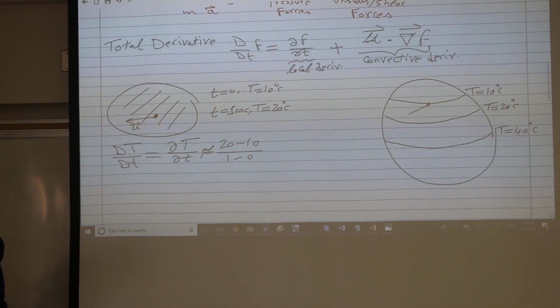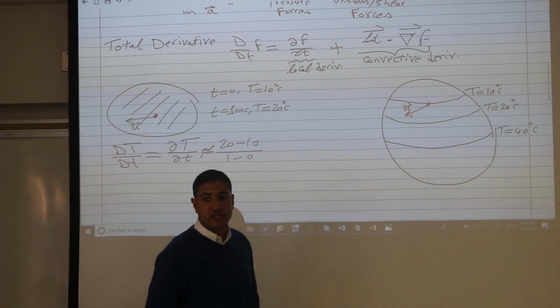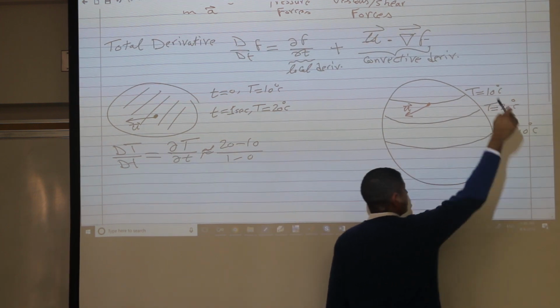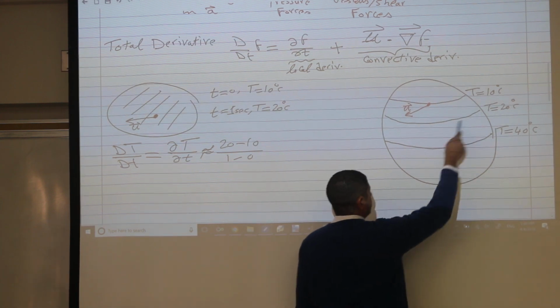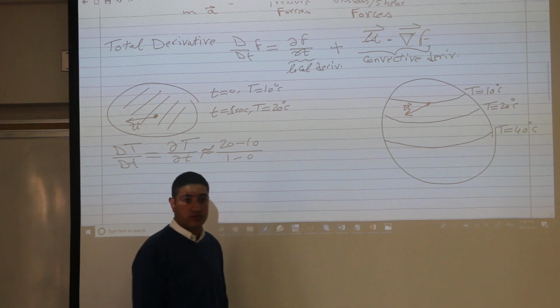that moves. And assume that in this day or over a few seconds, the temperature doesn't change with time. So along this line, the temperature will remain 10 Celsius for 1 hour or so. Okay? The weather doesn't change rapidly. And the same here, 20, same here, 40.